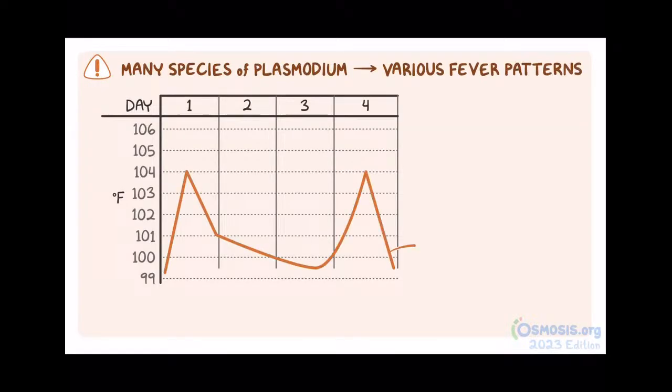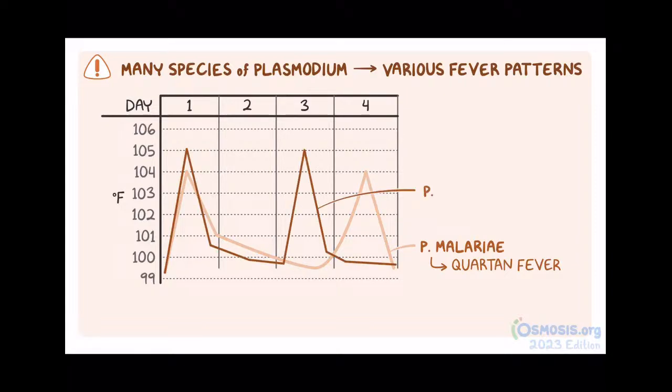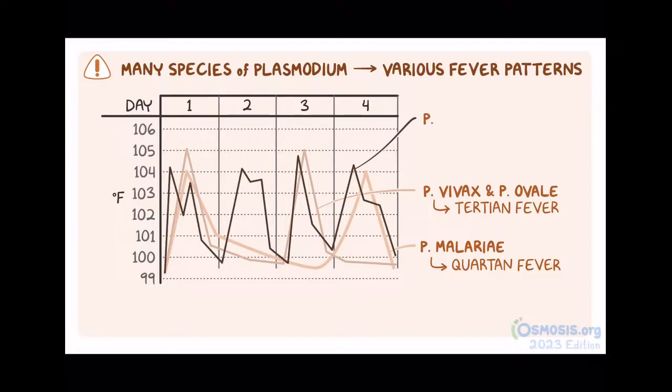Here's a high-yield fact. There's many species of Plasmodium, and they may present with various fever patterns. Plasmodium malariae causes quartan fever, where the fever episodes occur every 72 hours or every 4th day and are generally milder than other types. Plasmodium vivax and Plasmodium ovale can cause tertian fever, where the episodes occur every 48 hours or every 3rd day. Plasmodium knowlesi is associated with quotidian fever, where the episodes occur every 24 hours or every 2nd day.